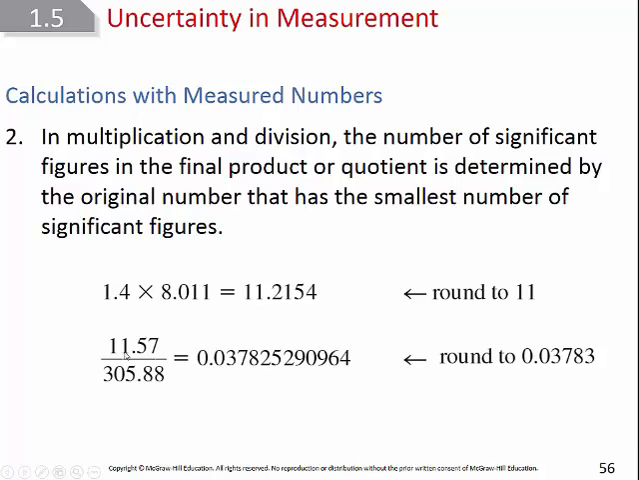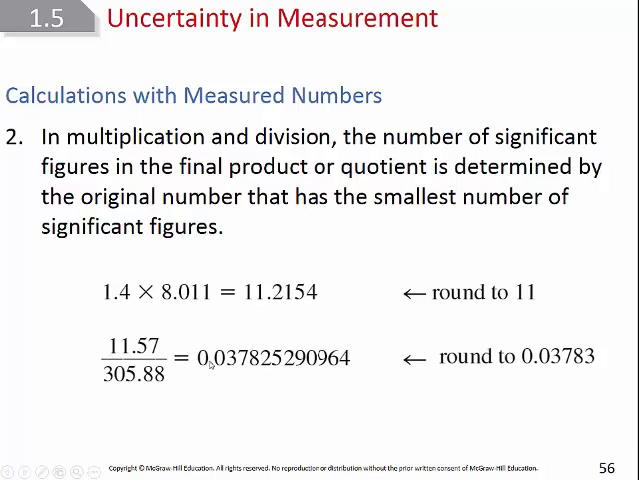In this division, one of my numbers has 1, 2, 3, 4 significant figures. The other one has 1, 2, 3, 4, 5 significant figures. So 4 significant figures versus 5 significant figures, so our final answer cannot have more than 4 significant figures.